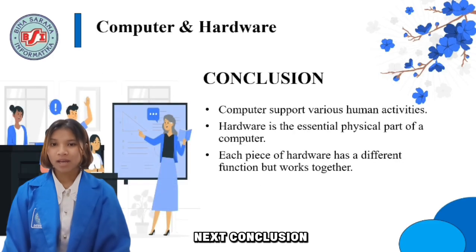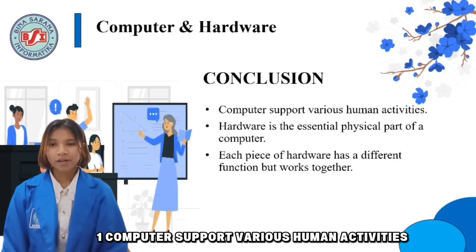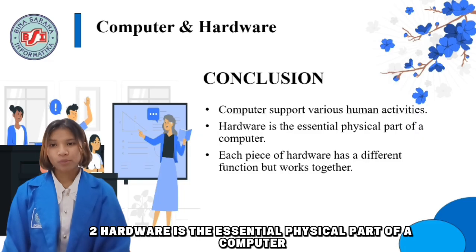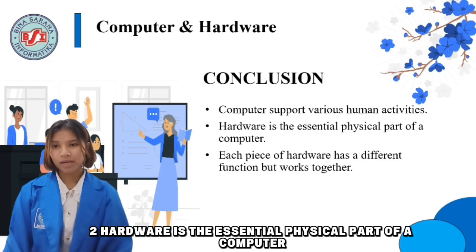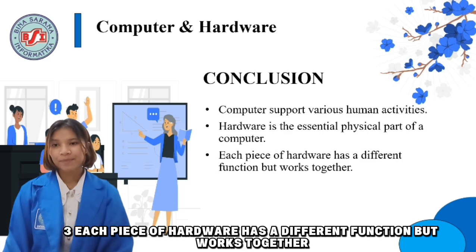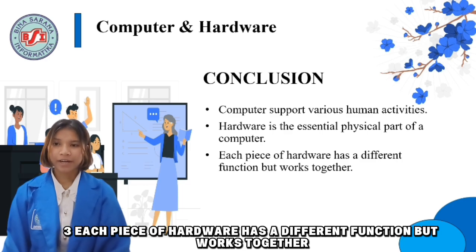Next, conclusion. 1. Computers support various human activities. 2. Hardware is the essential physical part of a computer. 3. Each piece of hardware has a different function but works together.